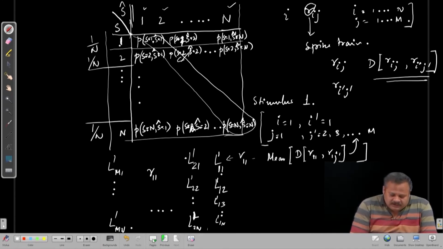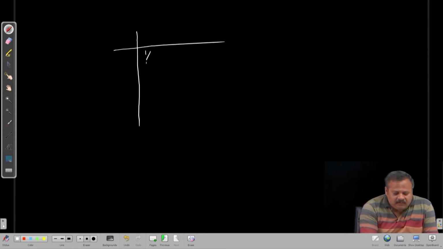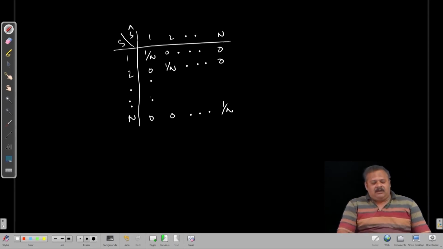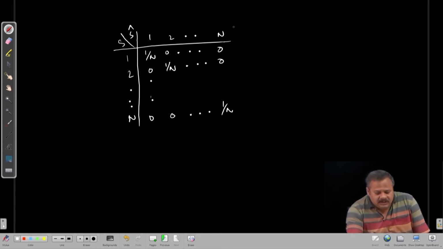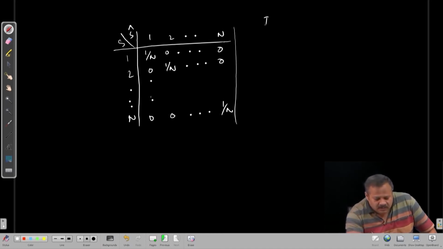So, let us go ahead and see what happens in that case, that we have 1 by N here, 0 0 0, 0 1 by N up to 0, and here we have 0 0 0 1 by capital N. So, we have S here, S hat here, 1 2 capital N, 1 2 capital N. So, we have perfect decoding. So, in this case, what is the mutual information between S and S hat?